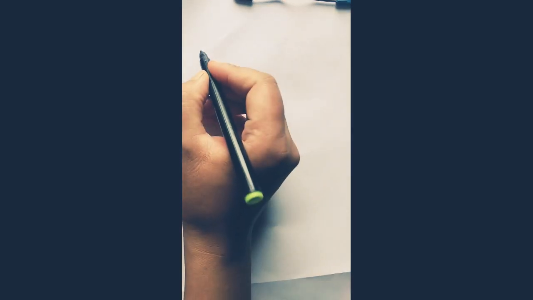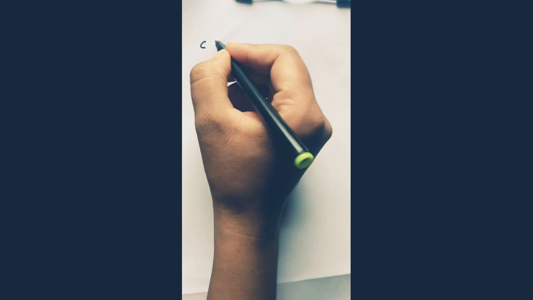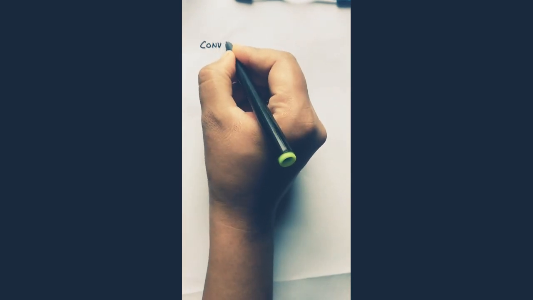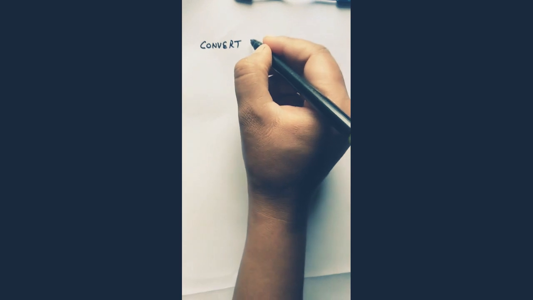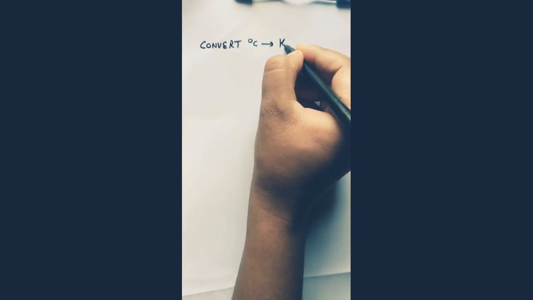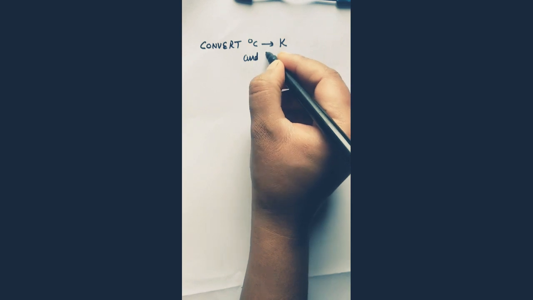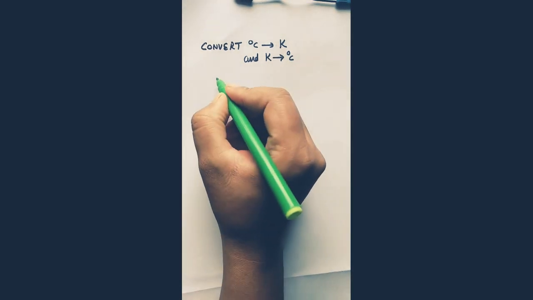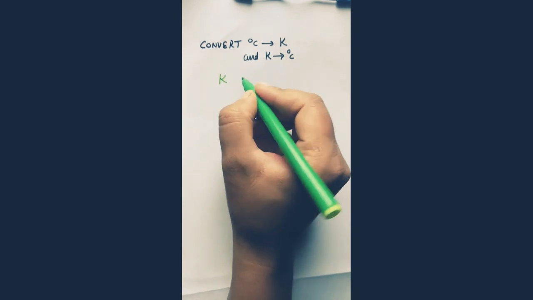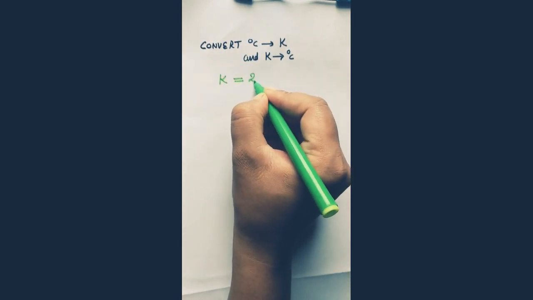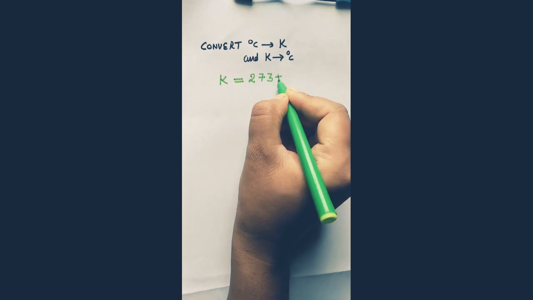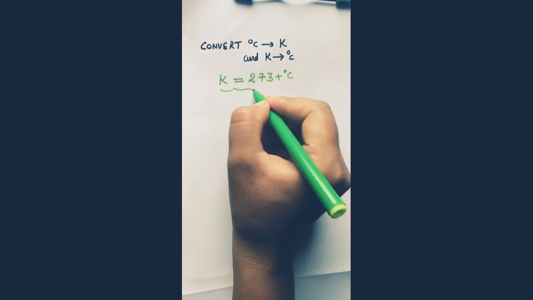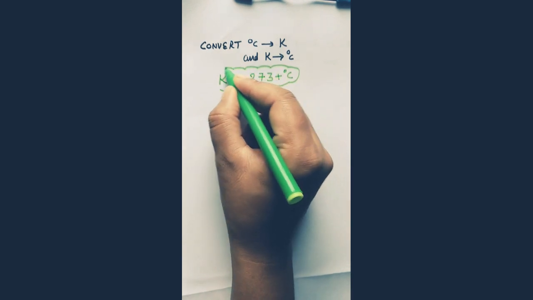Hello students, today we'll be studying how to convert degree Celsius to Kelvin and also conversion of Kelvin to degree Celsius. For this we have a formula in which K represents the Kelvin, K equals 273 plus degree Celsius. So this formula you have to remember and use while doing the conversions.